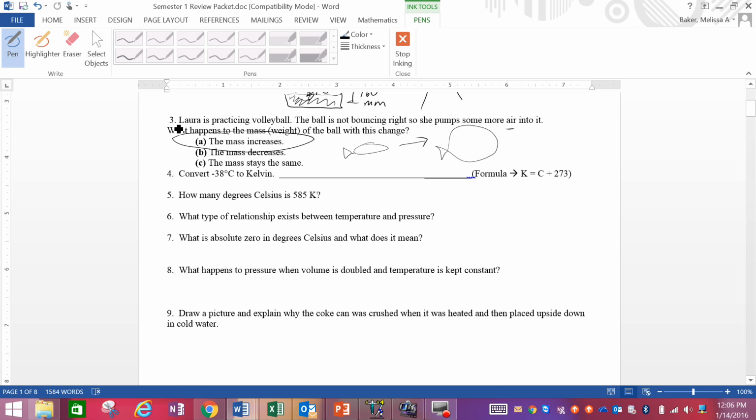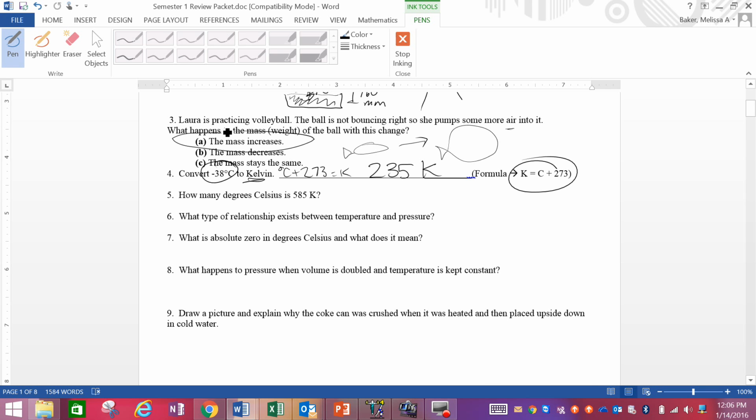How about converting to Kelvin? You're going to have the formula on your exam, degrees Celsius plus 273 equals Kelvin. So all you have to do is punch in minus 38 plus 273, and that comes out to be 235 Kelvin. Oh, the formula was right there too.